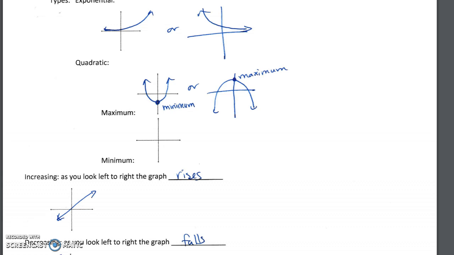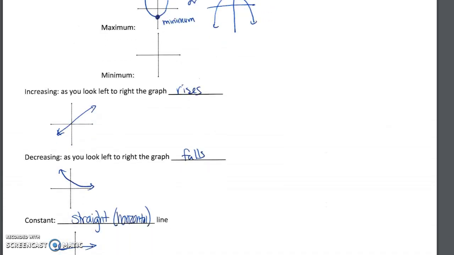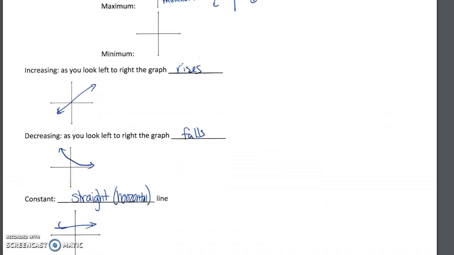Here are the words, I already used them. So increasing as you look left to right, a line is rising. Decreasing as you look left to right, the graph is falling. So that's an exponential decay or falling. And then constant, so if your graph is not increasing or decreasing, if it's just constant, then you call that a straight or horizontal line. Okay, so rising, falling, increasing, decreasing, and then constant or horizontal. Those are all basically the different directions that your graphs can ultimately go.